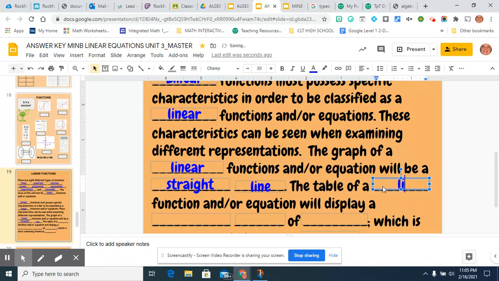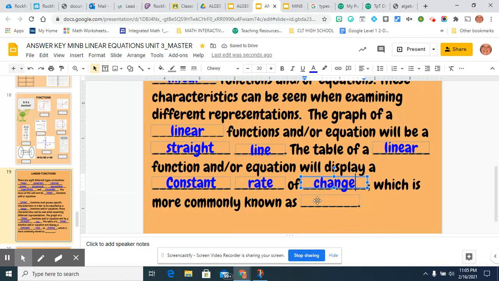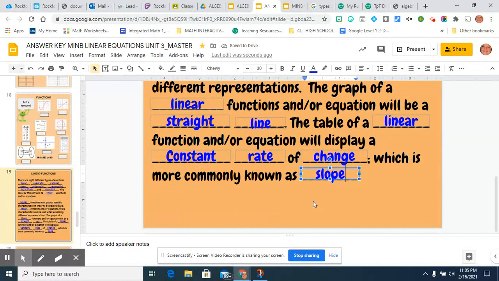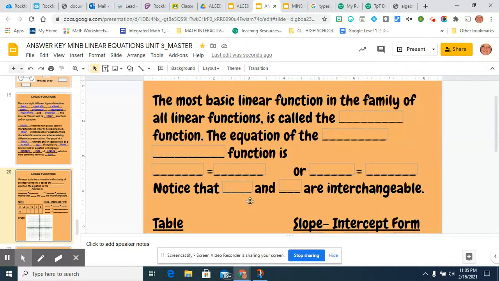The table of a linear function or equation will display a constant rate of change, which is more commonly known as slope. Okay? So those are just the beginning things about functions in general and linear functions, which we're going to be studying.